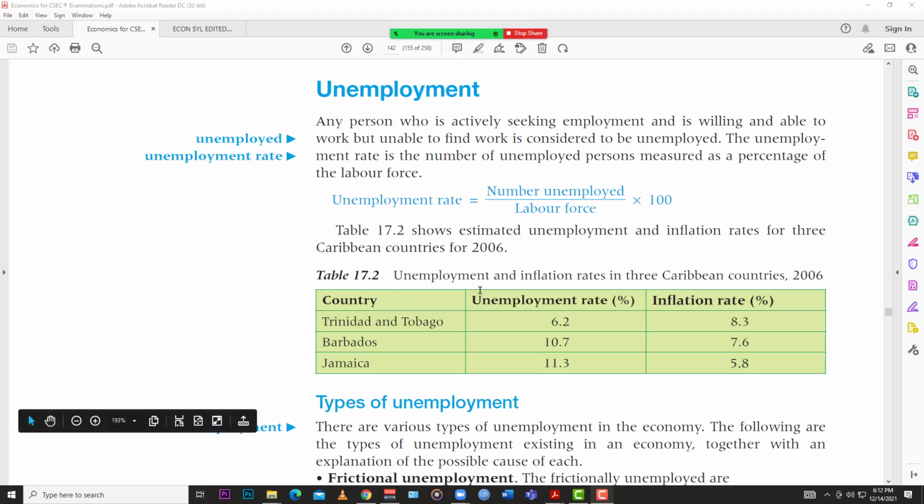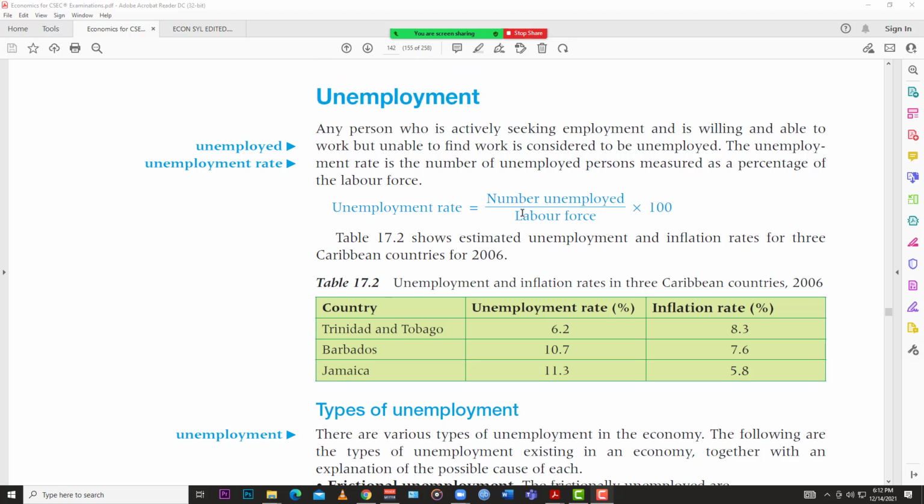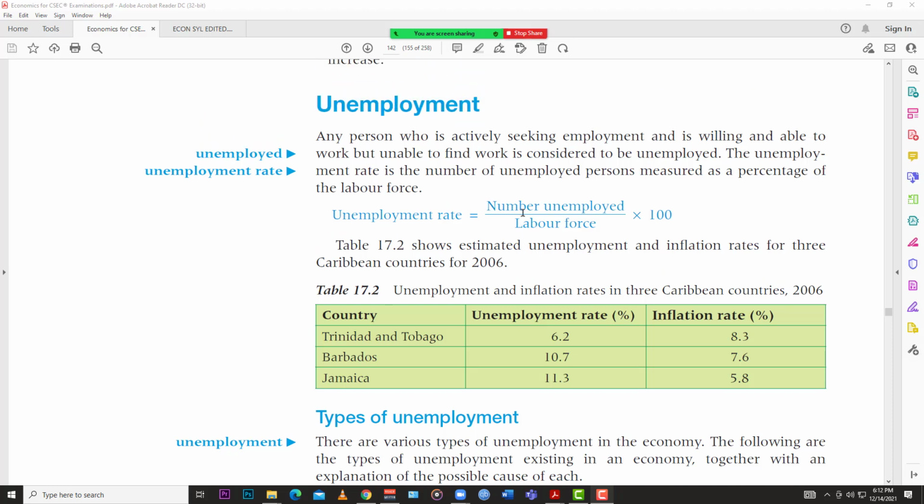Alright, so that is how we define the unemployed or unemployment. And that is how we define the unemployment rate. It's the number of persons who are unemployed who are a part of the workforce or the labor force. And to be a part of the labor force, you must be of the working age, right? You must be of age and are willing to work, right? So that's the labor force right there. So that is the definition for unemployment.